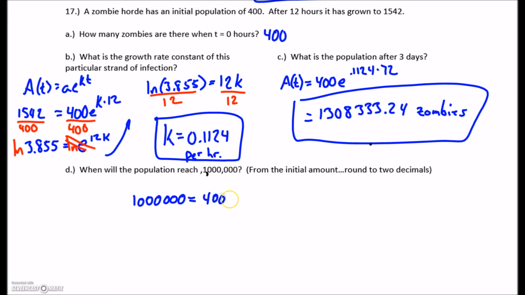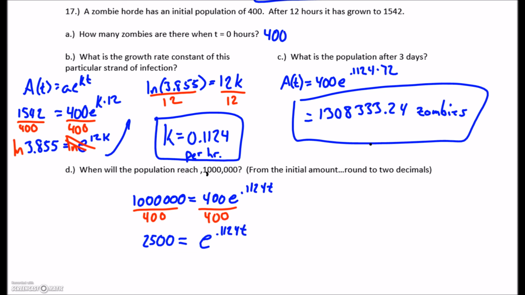400 is still the initial amount, e to the 0.1124 times t. T is now the variable. I approach this almost exactly the same way as I did the problem above. I divide each side by that 400, just like when I solved for k. So when I do the 1 million divided by the 400, it gives me 2,500. So I get 2,500 equals e to the 0.1124 t.